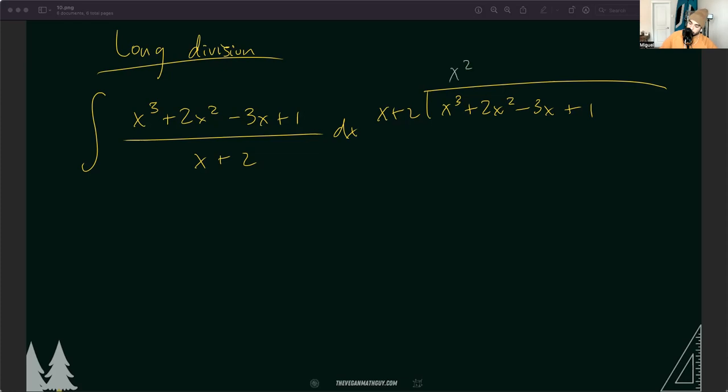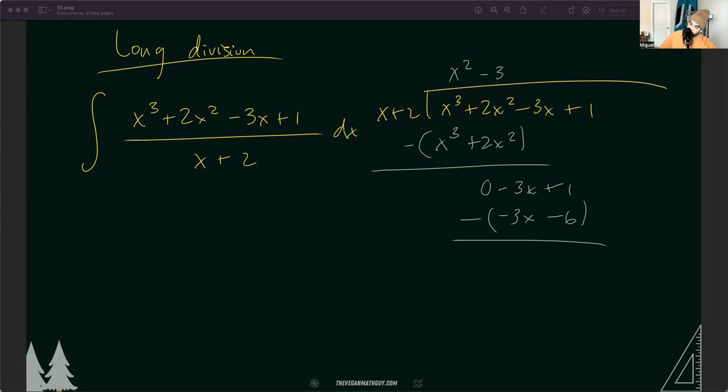So this is going to be, let's see, x squared, and this becomes x cubed plus 2x squared. We subtract these two. Oh, this is beautiful. Now we have minus 3. So then we have negative 3x minus 6. Subtract these two, and that becomes 7. So we have a remainder 7.